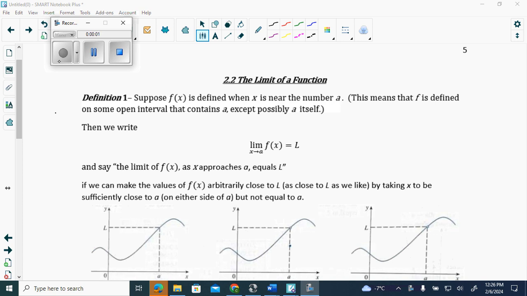We talked about all the different things that we needed to start calculus, right? All the little preambles. Well, now we're starting it. So this is the limit of a function. Suppose f of x is defined when x is near the number a.